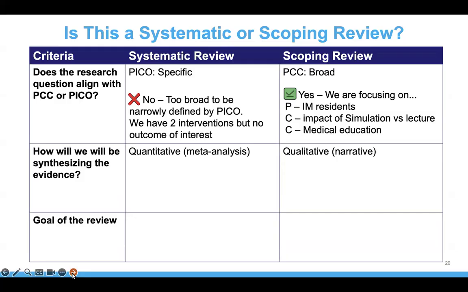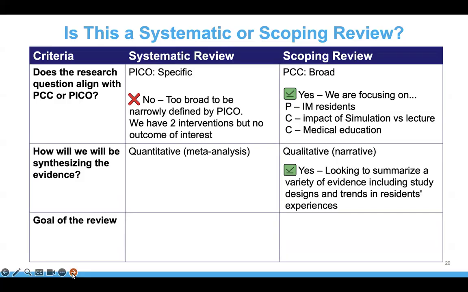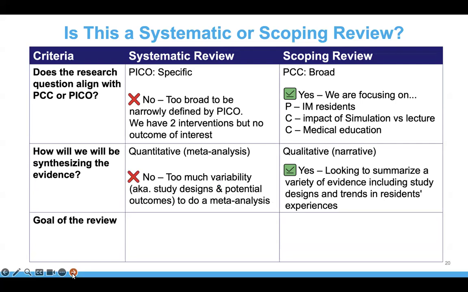Again, if we look at our second criteria, how exactly will we be synthesizing the evidence? Because we are looking at impact, a narrative synthesis may be more ideal because we can analyze trends in resident experiences, performance, and responses for both interventions. This flexibility means that there is going to be a lot of variability in terms of results, making it less suitable for a meta-analysis. And then lastly, what is the goal of our review here?